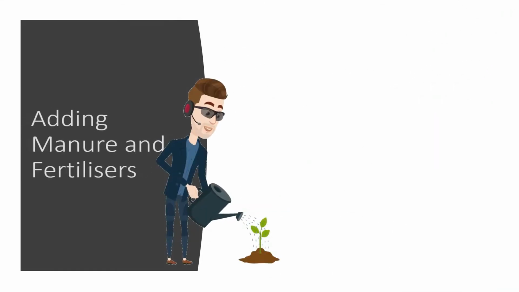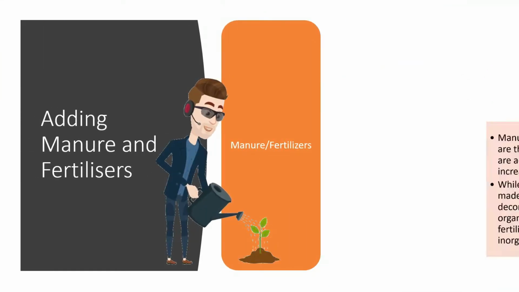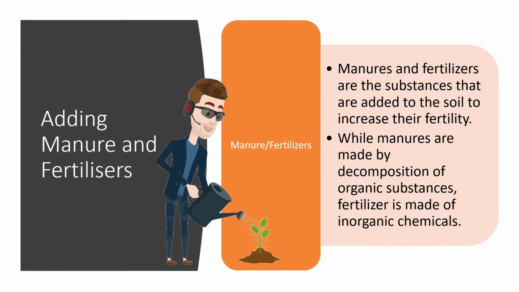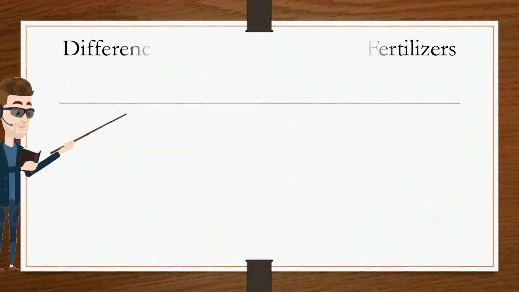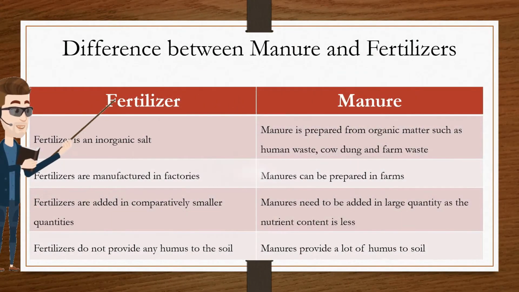Adding manure and fertilizers. Manures and fertilizers are the substances that are added to the soil to increase their fertility. While manures are made by decomposition of organic substances, fertilizer is an inorganic salt. Manure is prepared from organic matter such as human waste, cow dung and farm waste. Fertilizers are manufactured in factories. Manures can be prepared in farms.